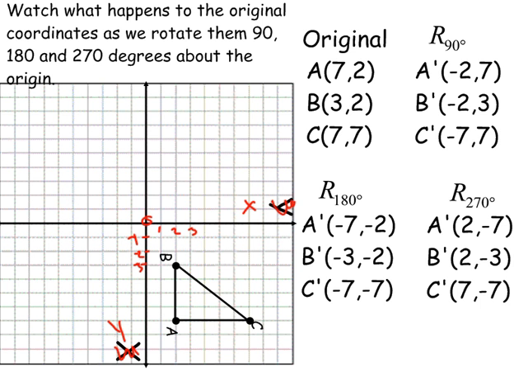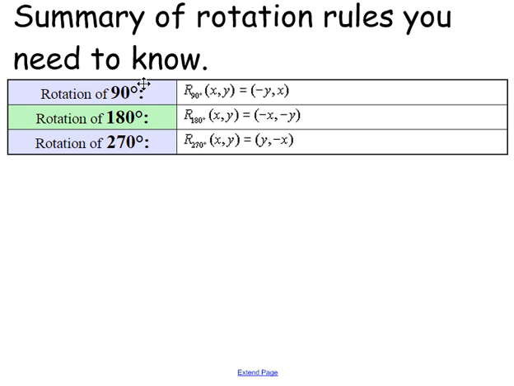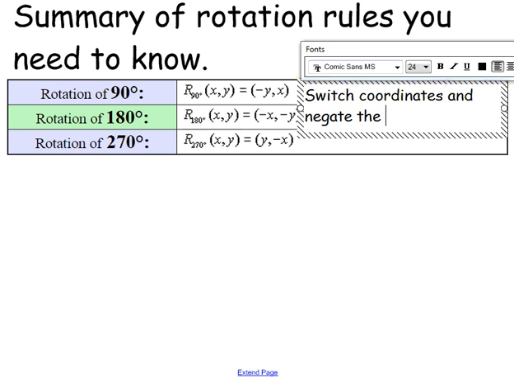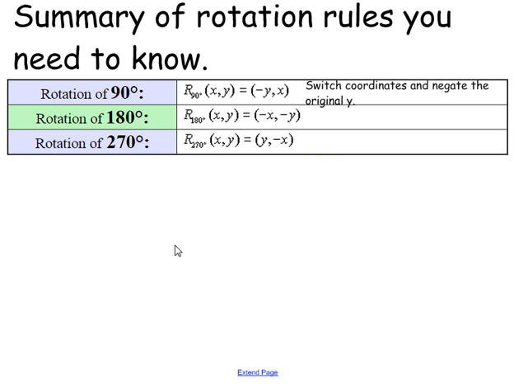So, what do you notice happens to the coordinates? You should notice the following. When you rotate 90 degrees, what happens is you switch the coordinates and negate the original y. So if you go back and look at the example we just worked on, you'll notice that that's exactly what happened when we rotated 90 degrees.